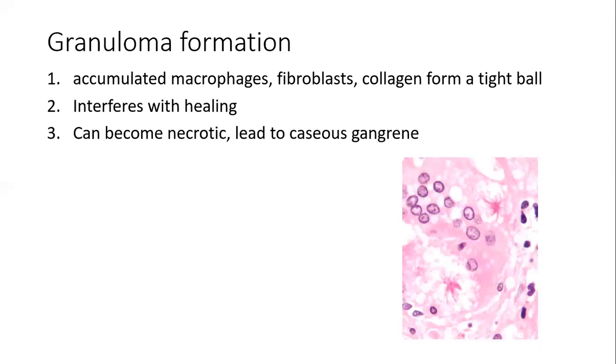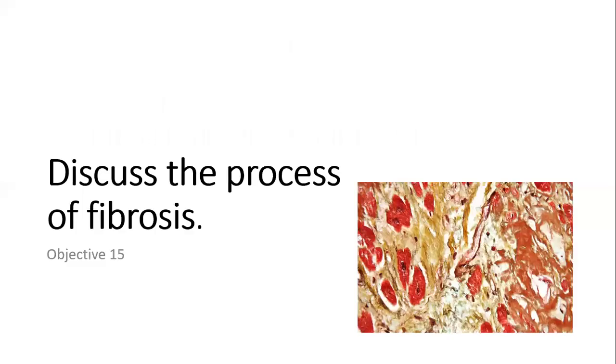Describe granuloma formation. Granuloma formation is caused by accumulated macrophages, fibroblasts, and collagens to form a tight ball, and it interferes with healing, and it can become necrotic, leading to caseous necrosis, which we learned about last week. So that is not the world's greatest picture, but it is just a ball of tissue. So that's a granuloma. And as I mentioned before, a tubercle is an example of a granuloma.